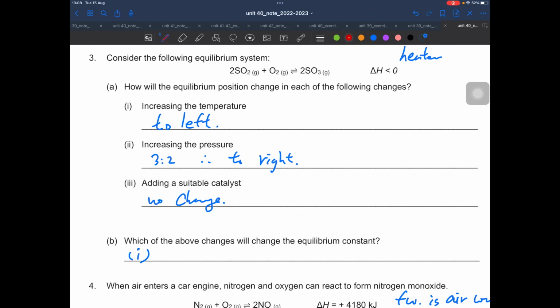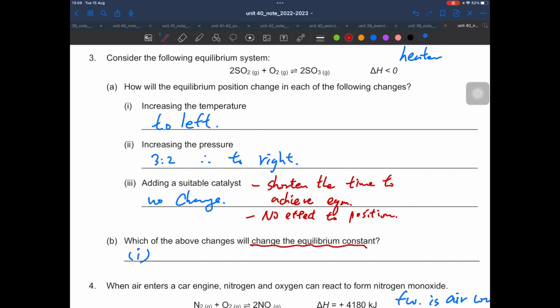Finally, what about a suitable catalyst? Well, a catalyst only shortens the time to achieve equilibrium. It will have no effect on the position. Okay, no effect to position. So no change. And finally, which of them will change the equilibrium constant?